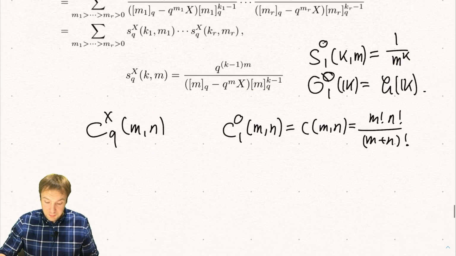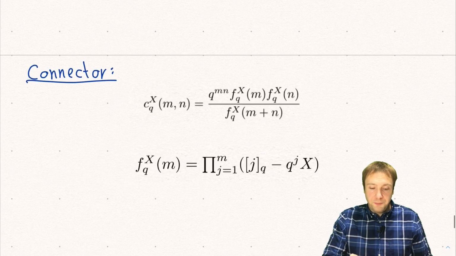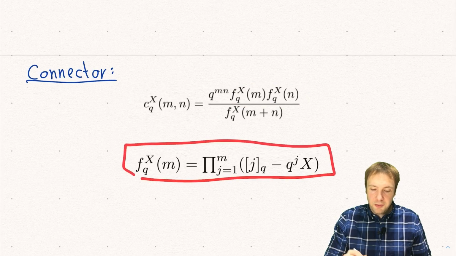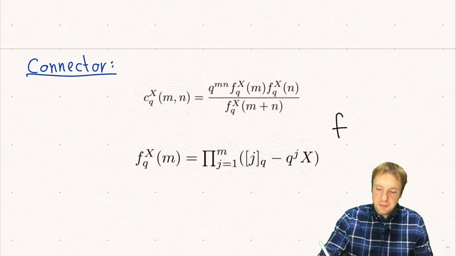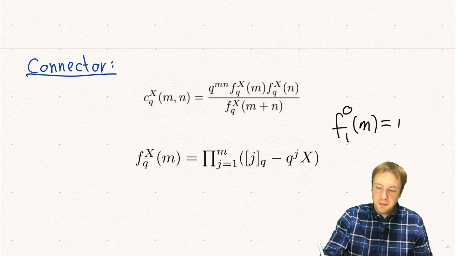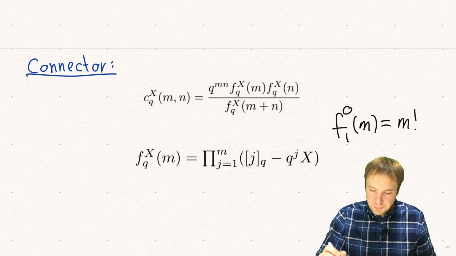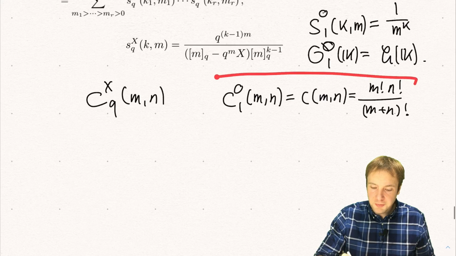And this was done by Seki and Yamamoto, and they defined the following connector. So this C_x,q(m,n) is given by this expression here, so we have some q to the mn, and then we have this f_x,q, where this f_x,q is given by this product here. So this somehow corresponds to the factorial, because in the special case 0 and 1, this is just m factorial. And then you see that this connector satisfies exactly this property here.